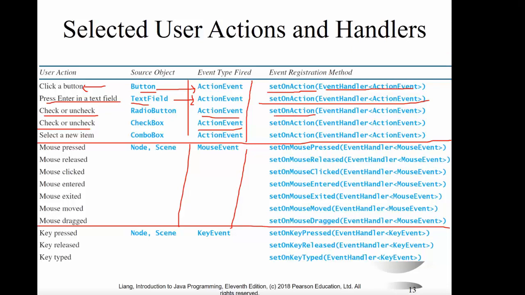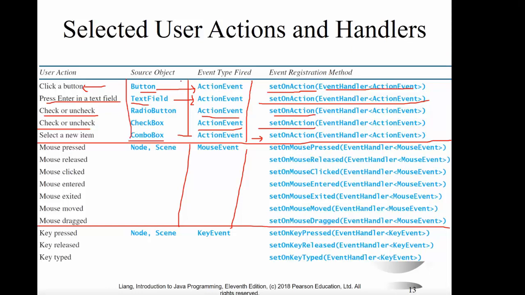How do you call it again? Set on action. Combo box, guys. Combo is the drop down list. I mean, when you have a list, you select one. If you select a new item or something, this is an action event. How to listen to this event? By calling set on action. Okay, action event, only one method. And these are the objects that can fire action event.